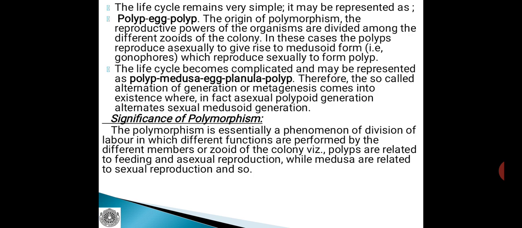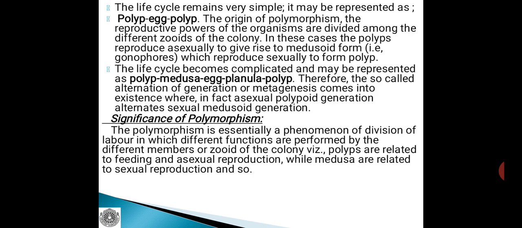The origin of polymorphism: the reproductive powers of the organisms are divided among the different zooids of the colony. In these cases, the polyps reproduce asexually to give rise to the medusoid form, that is gonophores, which in turn reproduce sexually to form polyps. That is why the theory is called the polyp-egg-polyp theory. The life cycle becomes complicated and may be represented as polyp, medusa, egg, planula, polyp. Therefore, the so-called alternation of generation or metagenesis comes into existence, where in fact the asexual polypoid generation alternates with the sexual medusoid generation.